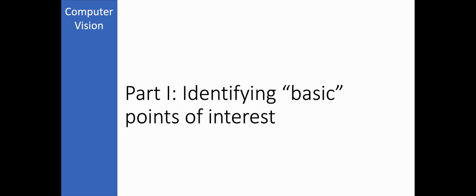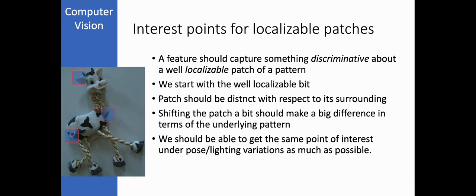The first part will start with identifying basic points of interest. So what does it mean to be a point of interest, and how do we actually extract them computationally? An interest point basically means a localizable patch in an image. So a feature that we want to extract should capture something discriminative about a well-localizable patch of a pattern. And we will at this point start with the well-localizable bit and talk about the interest points.